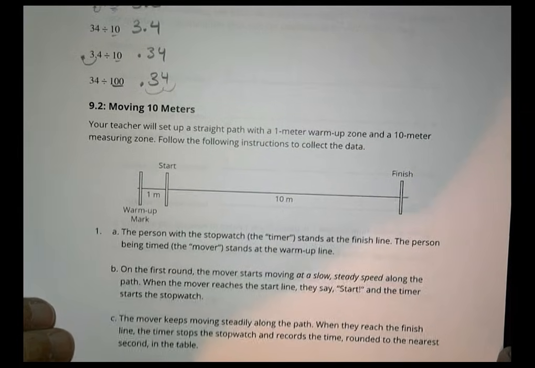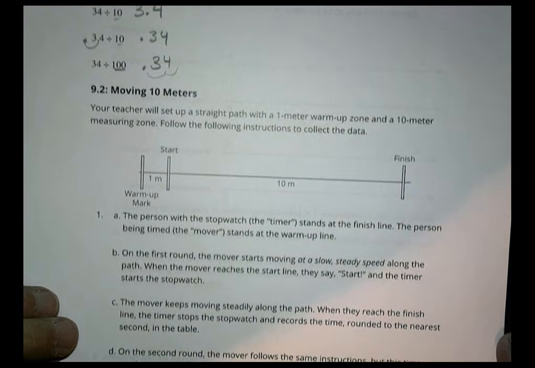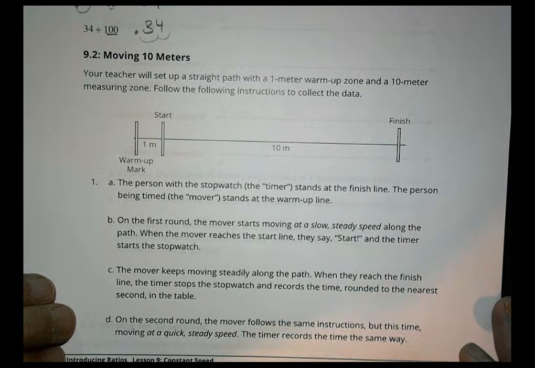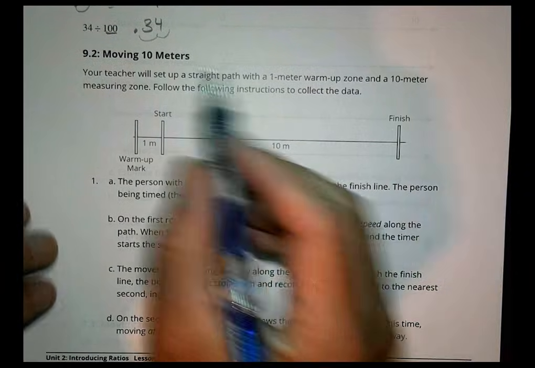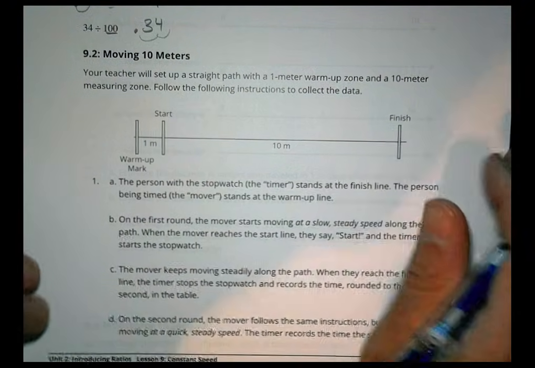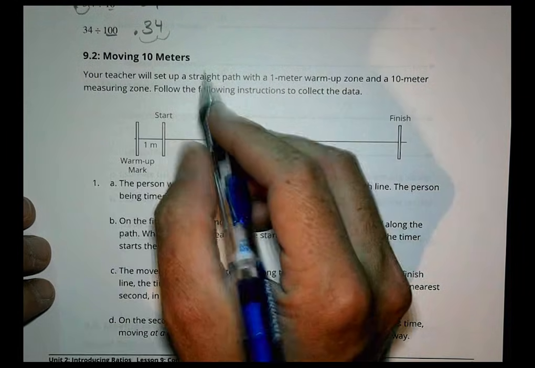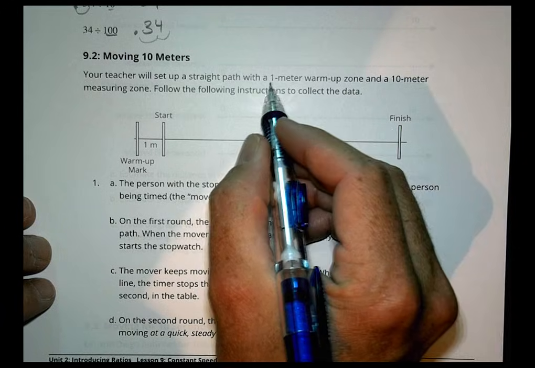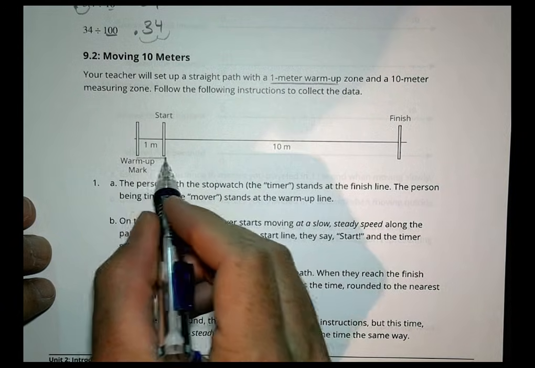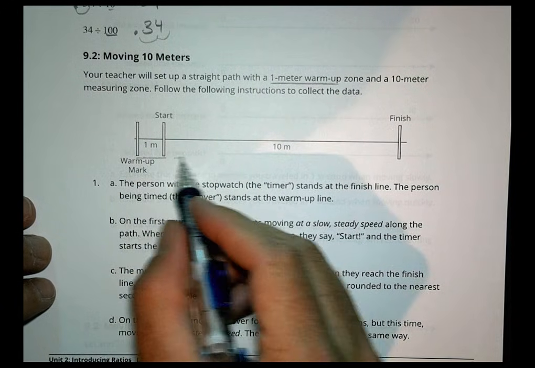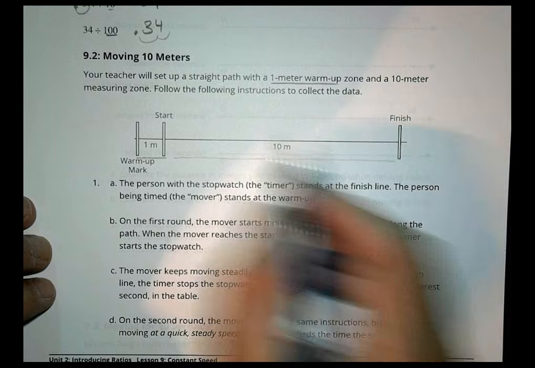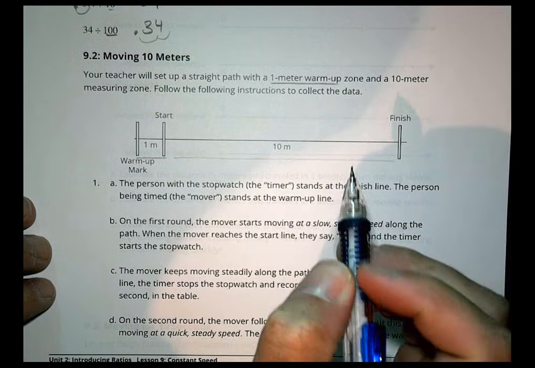Now kids and teachers, I'm sorry about the next activity, but number 2 actually wants you to do an experiment that's going to require you and some friends to do some walking. Okay, and I'm not going to walk, and you're not going to watch a video of me walking, because that just would be weird. So your teacher will set up a straight path with a 1 meter warm-up zone, here, and a 10 meter measuring zone. Follow the following instructions to collect the data.